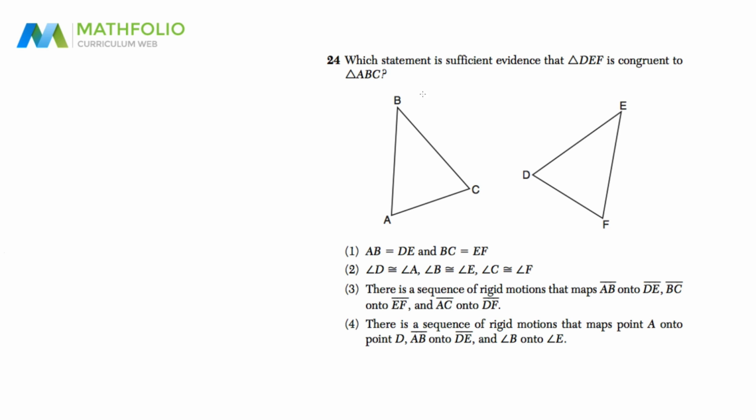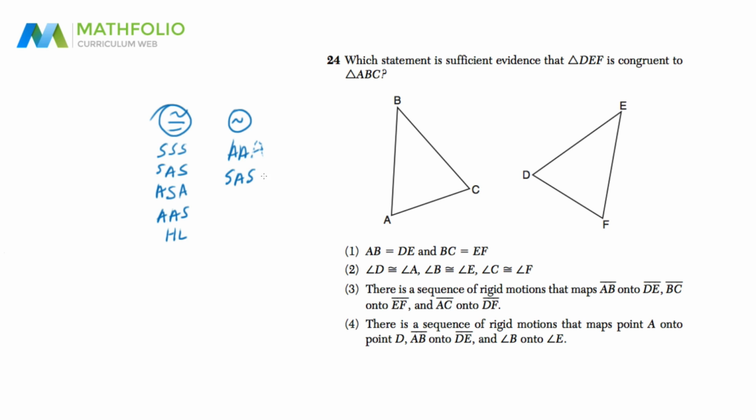It says, which statement is sufficient evidence that triangle DEF is congruent to triangle ABC? Well, let's take a look at the congruency postulates. If we know 3 sides are congruent, or 2 sides and included angle are congruent, or an included side and 2 angles are congruent, or even angle side, a non-included side and 2 angles are congruent, or hypotenuse leg, then we know the triangles are congruent. Likewise, for similarity, if we know 2 angles, then we in fact know the third angle must be the same. So therefore we know the 2 triangles would be similar.